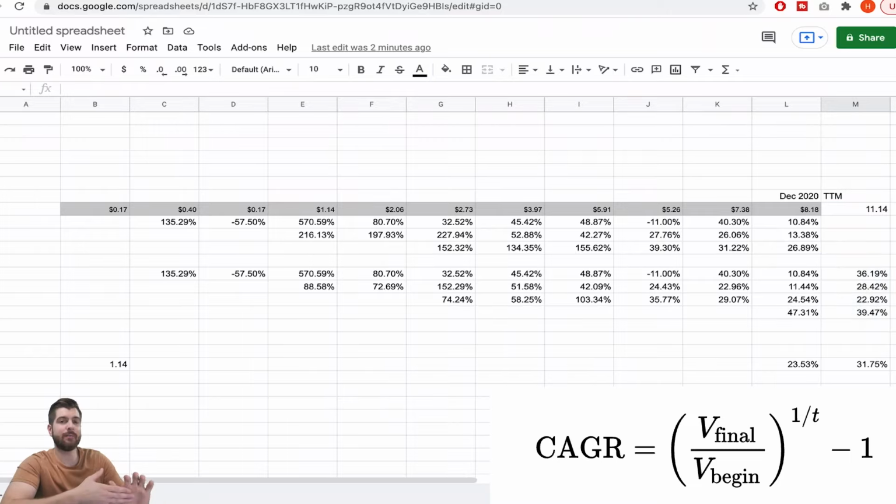If I were to be estimating Facebook's free cash flow per share growth rates moving forward for the next 10 years, for example, I would want to be very conservative. So I would not use something like this 31%.